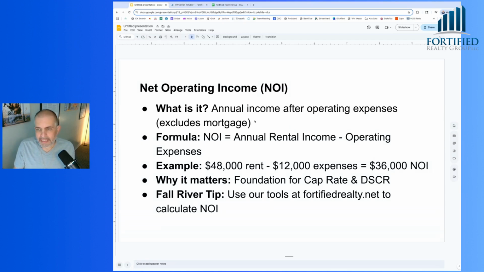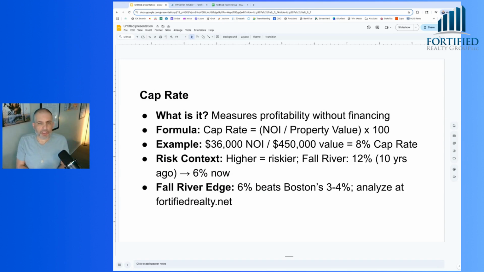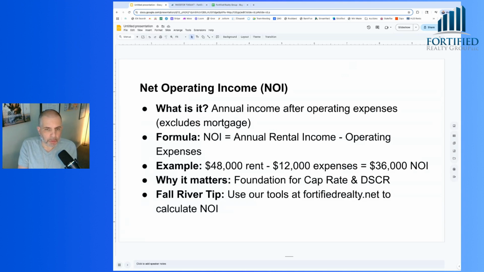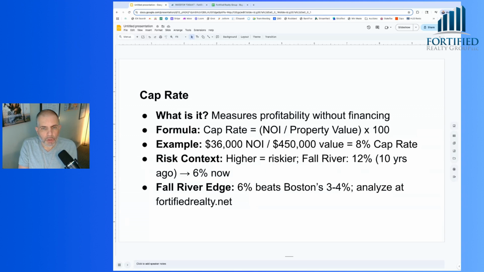The next thing you have to know when you're shopping for rental property is cap rate. That measures the profitability without financing. So what does that mean? In the example we used on the previous slide, where the rents were $48,000 a year with $12,000 a year of expenses, leaving $36,000, we would take that $36,000 and divide it by the purchase price. If this property was $450,000, which is probably a 2018 deal because that doesn't exist anymore in Fall River, but that's okay, then 36,000 divided by 450,000 is an 8% cap rate.